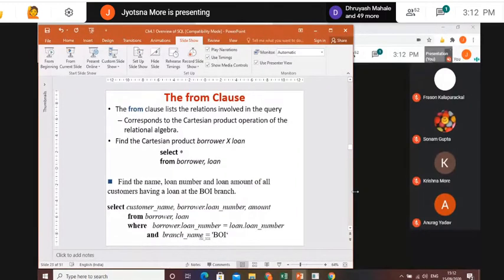Next question. Find the titles of books having price between 300 to 400.